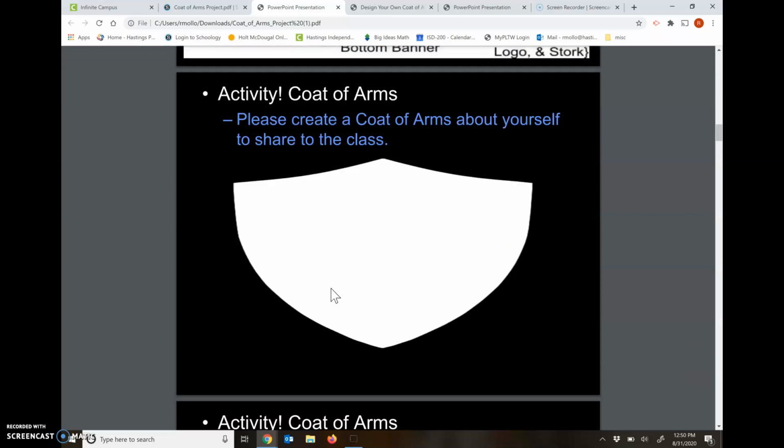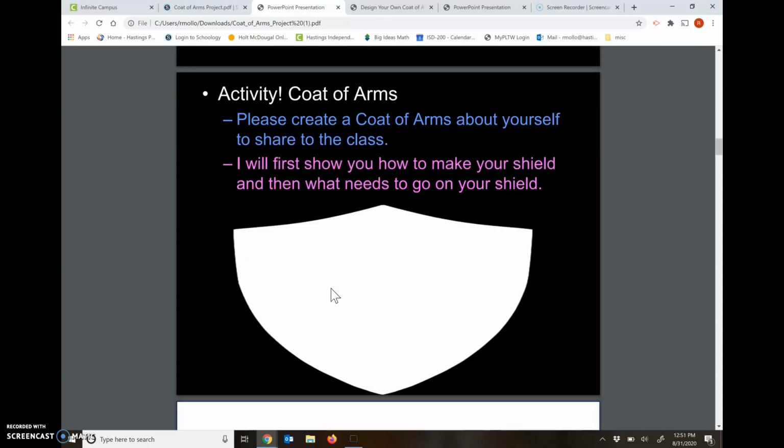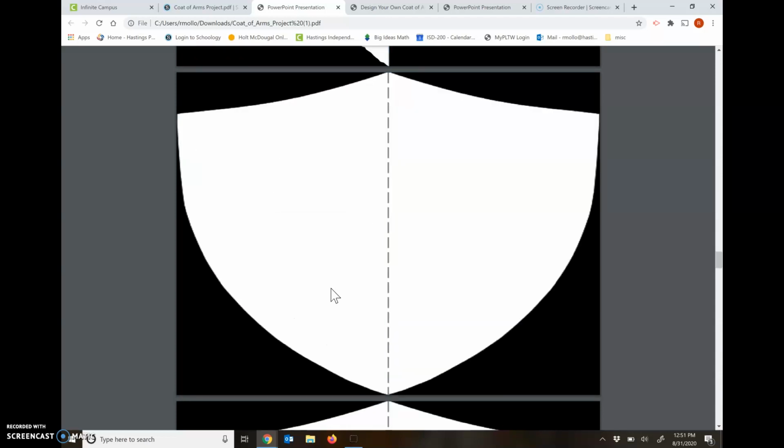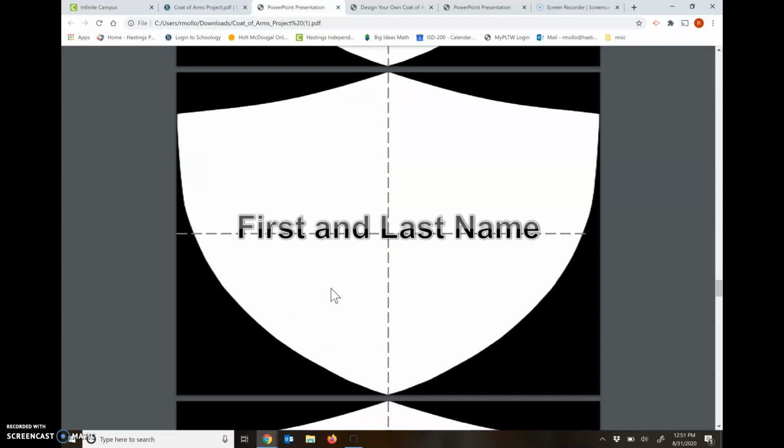Okay, so the rest of this is kind of just telling you how to make it. You can either make it digitally, or you can actually use a sheet of paper and draw it on there, print off pictures and put them on there. So here's how you would make it. Blank sheet of paper, fold it in half. And then you're drawing your lines there for it.